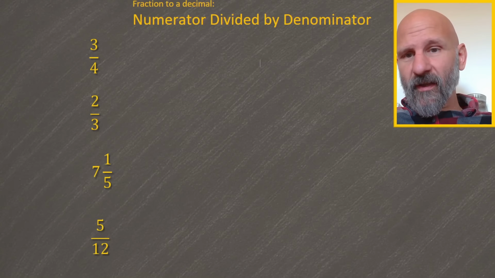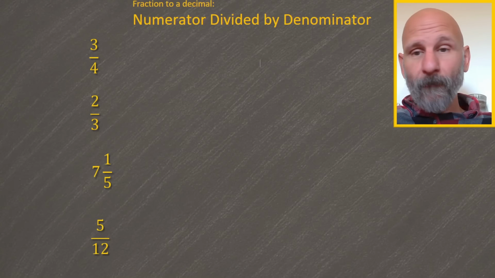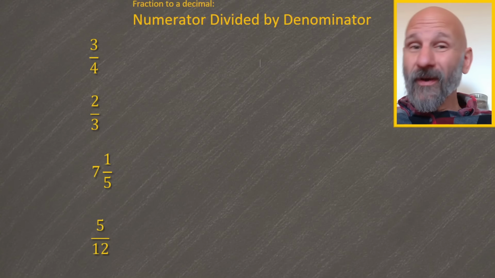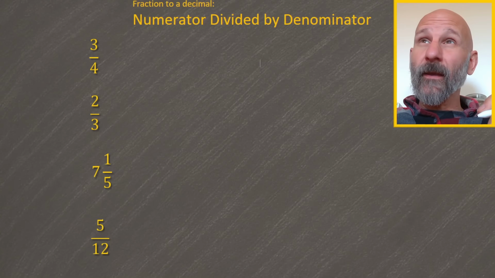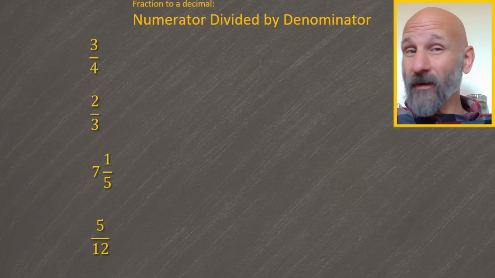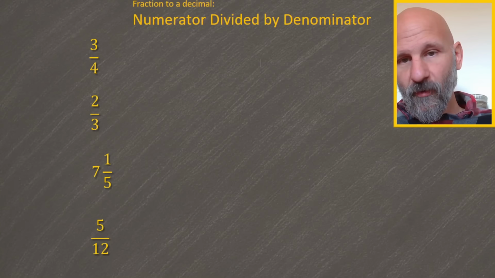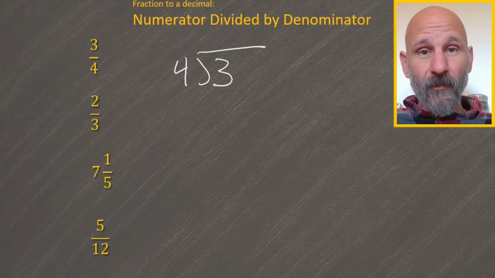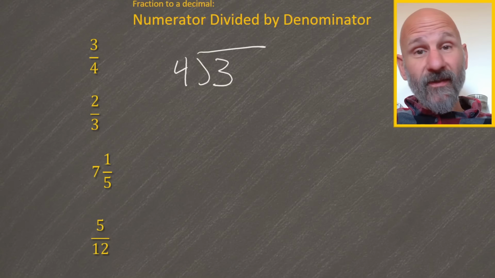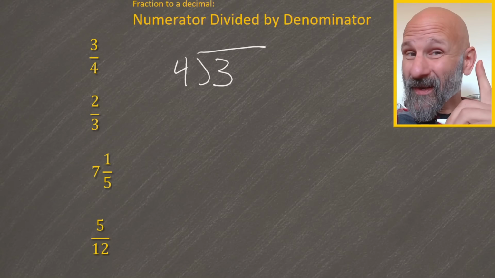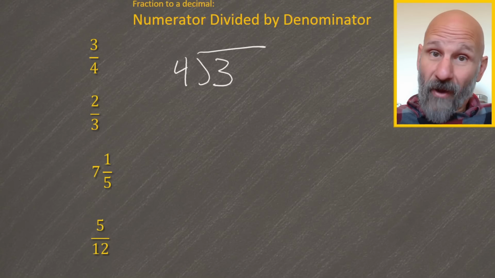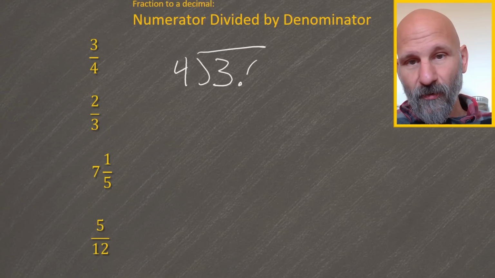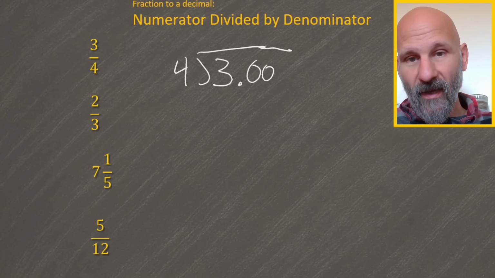So anyhow, let's look at this first one here, 3 over 4. So we're basically going to take 3 divided by 4. If you're doing the old school long division, it'll look like this. So we want 3 divided by 4. Okay, so here we go. Now in this case, we already know it's going to be a decimal, because we're doing fraction to decimal. So we do need to include a decimal in our writing here.